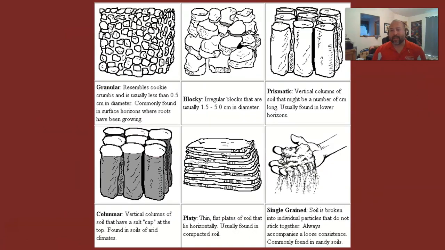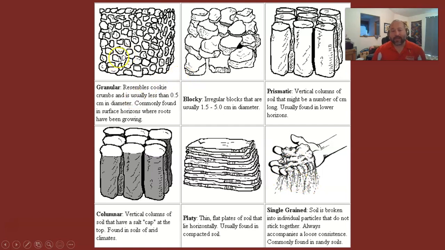And so here's that idea I was talking about earlier about spherical shapes and blocky shapes and platy shapes and columnar shapes and single grain. So our aggregates, our soil, is going to come together. It's going to aggregate together. It's going to bind onto each other. Thankfully, we've got some clay in there that gets it to stick together, unless it doesn't, and that's the single grain stuff where the soil breaks up real easily.